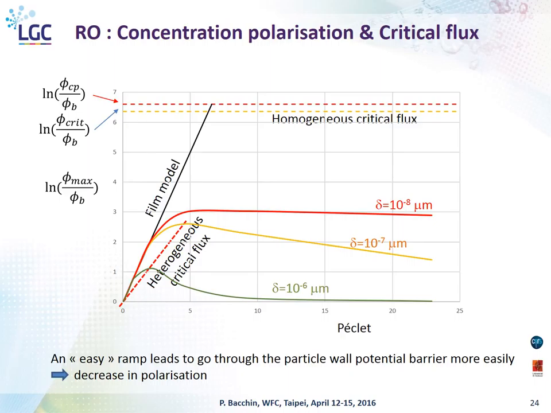We can also analyze this result to see the effect on the concentration polarization and the presence of critical flux. To do that, here is a graph where, from the simulation, we have the logarithm of the maximum concentration in the polarization layer divided by the bulk volume fraction as a function of the Péclet number again. If you have a classical film model, you should follow this line here, and you should then reach, for higher concentration, a critical concentration leading to aggregation of particles, then later on a close packing concentration, and then this homogeneous critical flux.